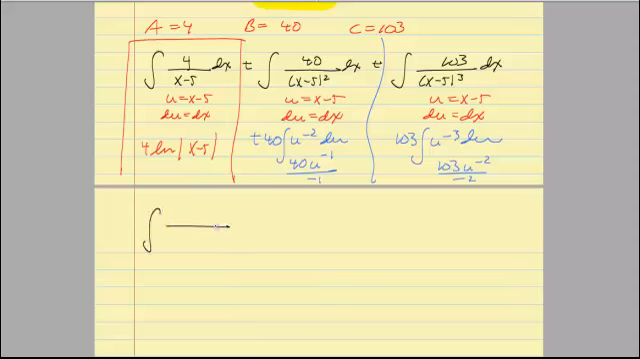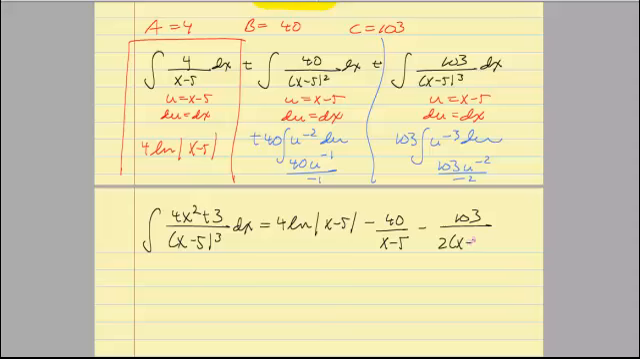So rewriting, I even forget what our original was here. 4x squared plus 3 over x minus 5 quantity cubed. I'm getting 4 natural log absolute value of x minus 5, minus 40 u to the negative 1, but u is x minus 5, minus 103 over 2 x minus 5 quantity squared plus c. And of course from here you can find a common denominator and simplify, but I don't think much would simplify, so I'm not going to really look at that one in this case.